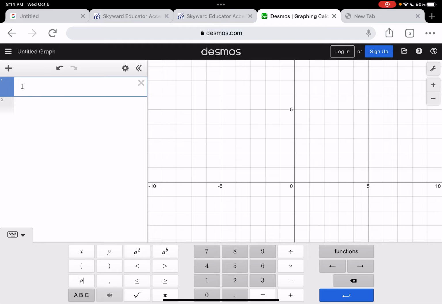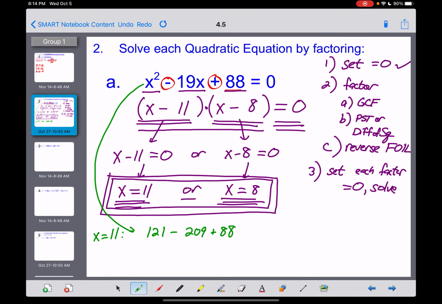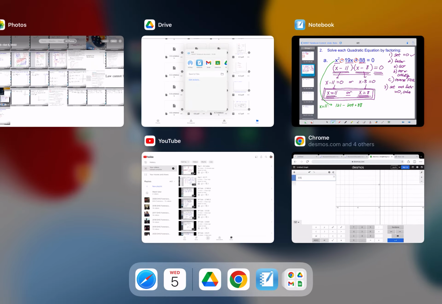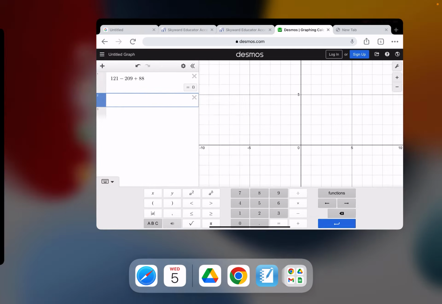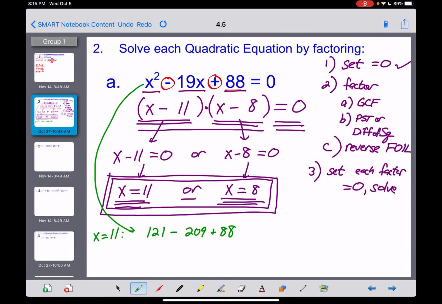121, that didn't work, 121, and then from there, I forgot already, it was minus 209 and plus 88. So minus 209 and then plus 88, there we go. When we hit enter, nope, that's not what I wanted. I hit the blue button. There you go. It equals 0. And that's exactly what we wanted this to be. So, yeah, 11 worked out.